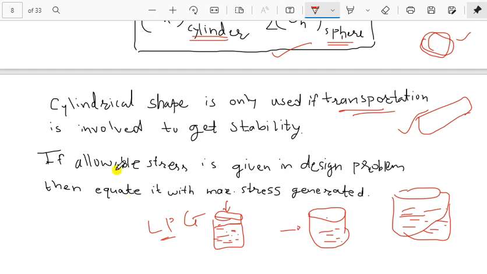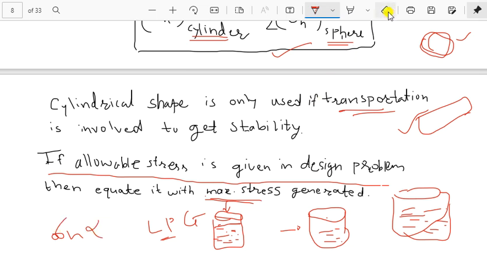I think we have discussed all these things. If allowable stress is given in a design problem, then equate it with the maximum stress, and generally the maximum stress is hoop stress. So blindly you can compare the allowable stress with the hoop stress, whether it is a cylindrical or spherical vessel.